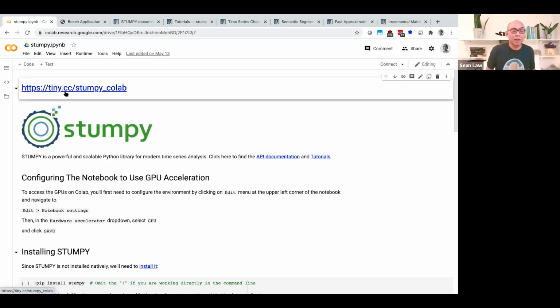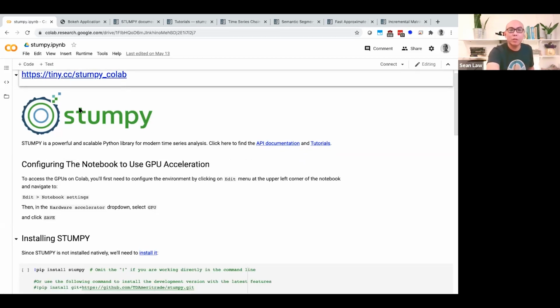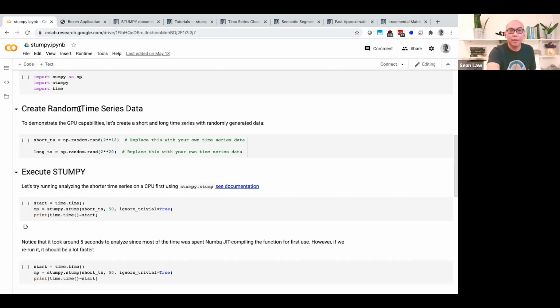Great, and thank you so much for everybody else's time too. Luckily, we're recorded, so people who missed this part can check it out. But again, here's our Google Colab notebook. It'll teach you how to spin up and turn on the GPUs on Google Colab, and also how to install Stumpy on there and then execute it.